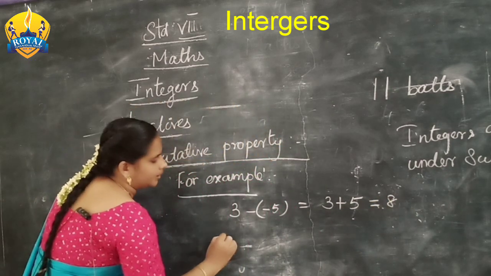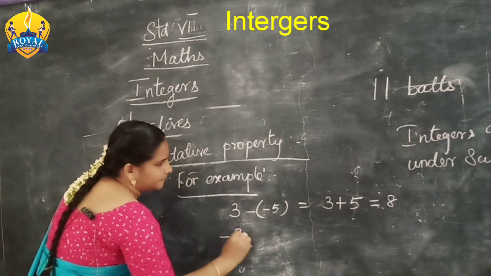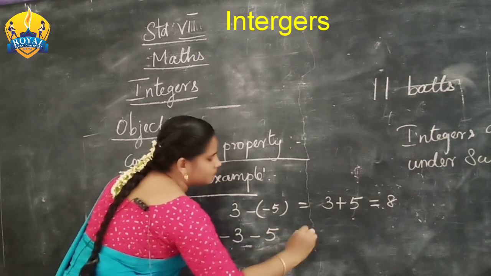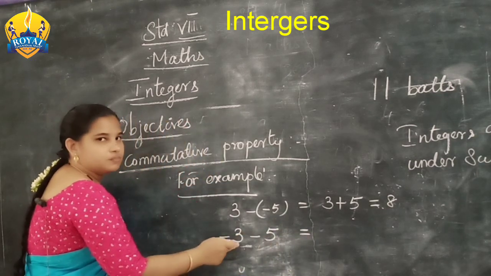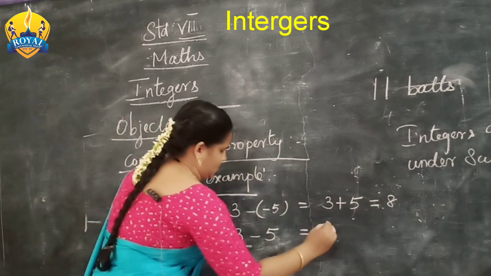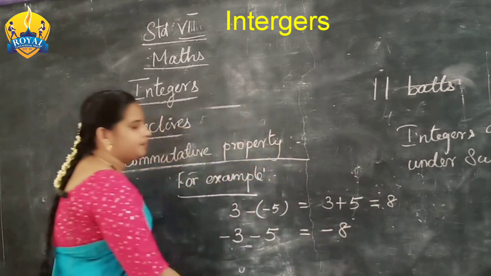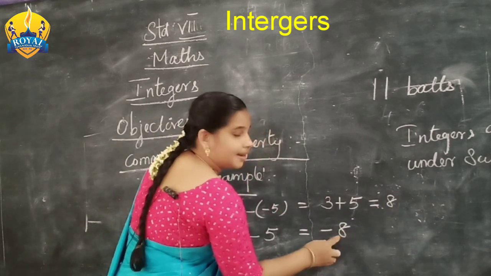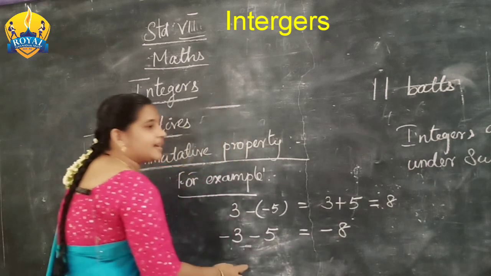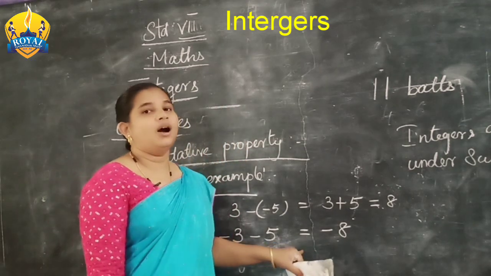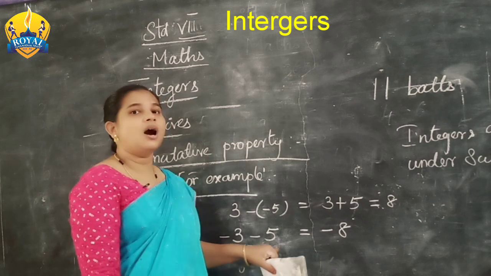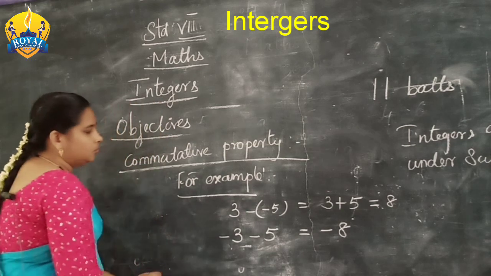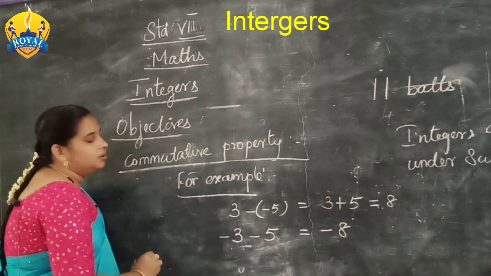Okay? Another one, minus 3 minus 5. So the same integers, minus 3 minus 5, gives minus 8. This answer is 8, this answer is minus 8. So subtraction is not commutative for integers.